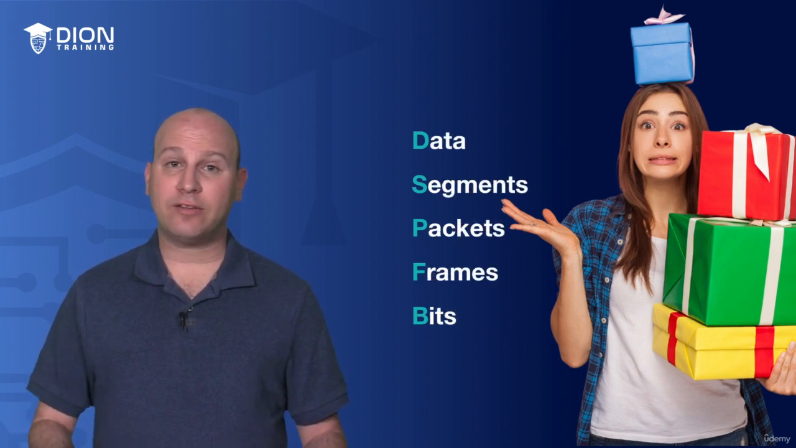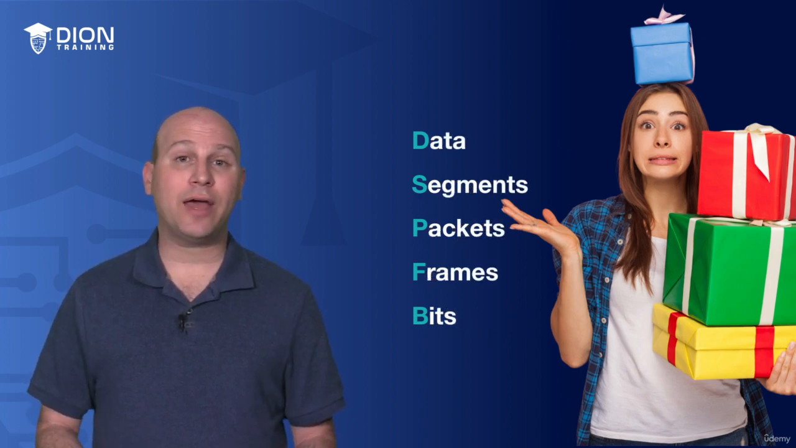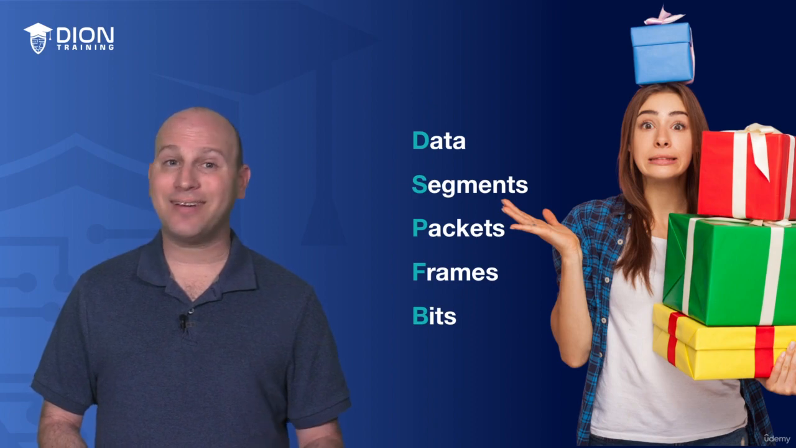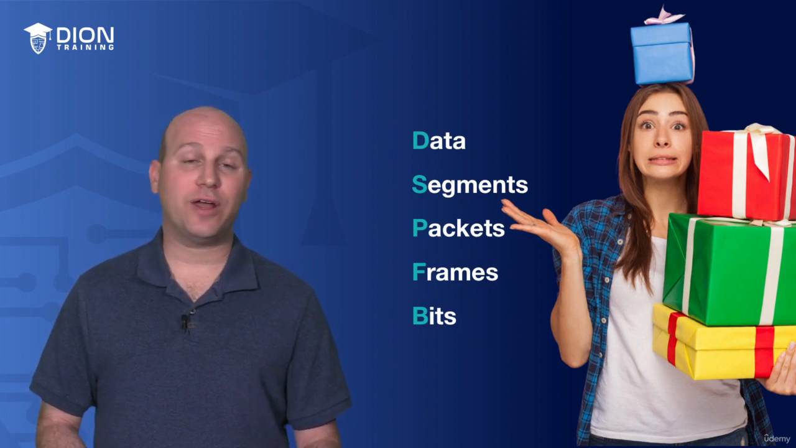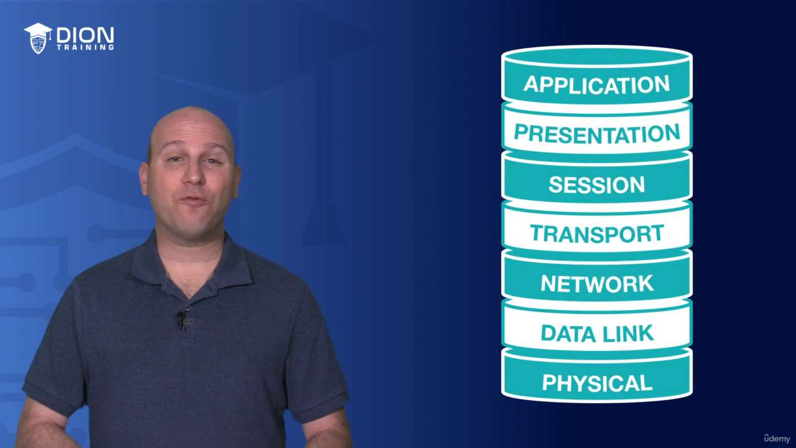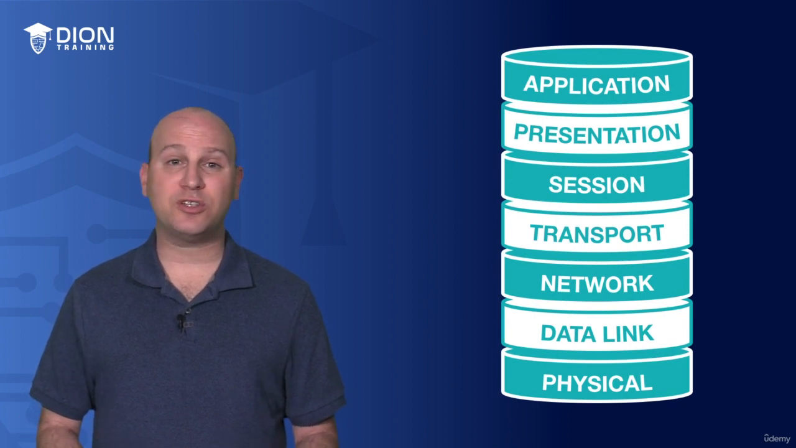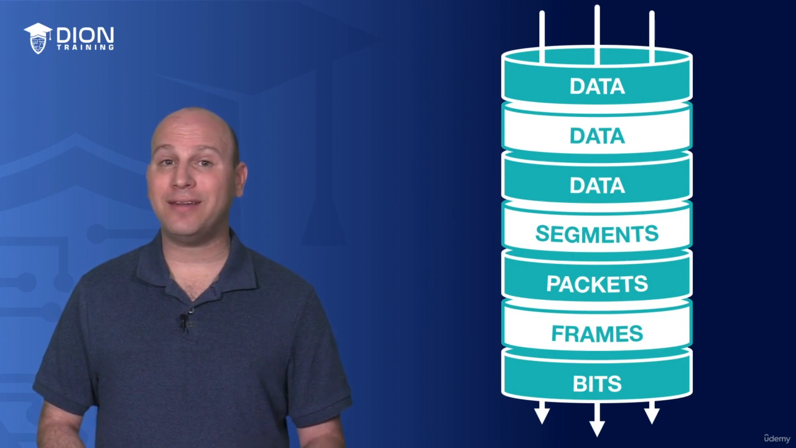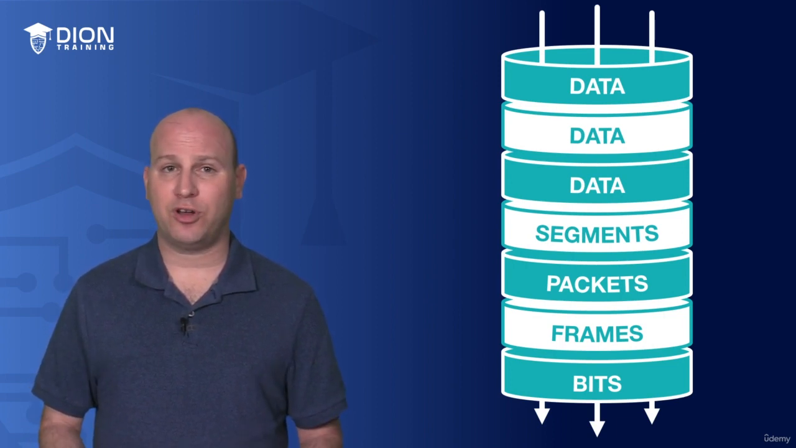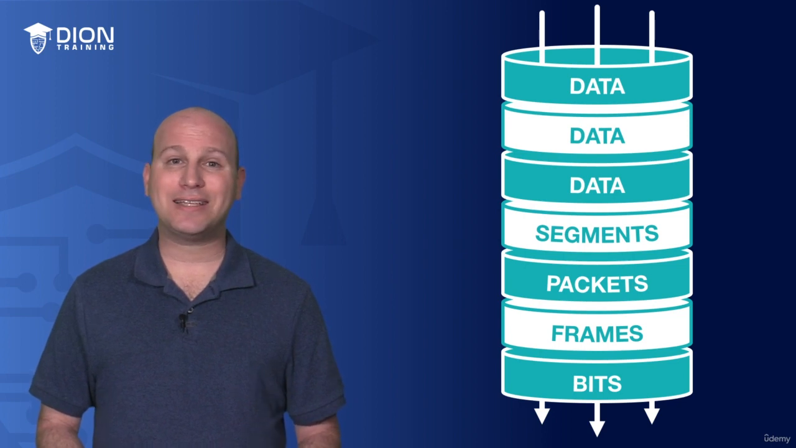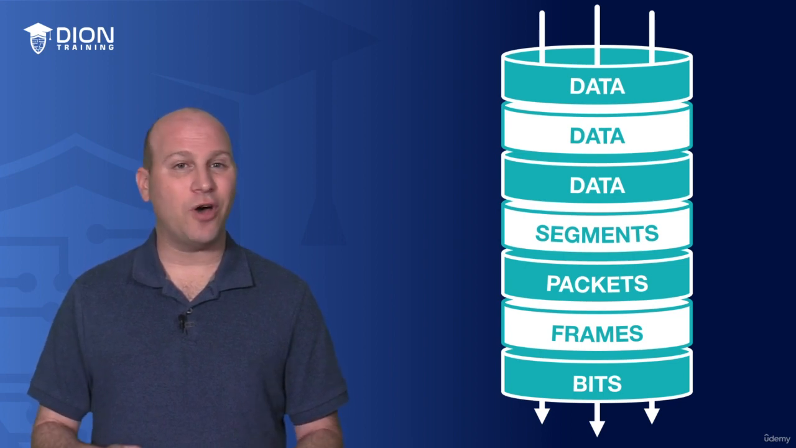Now, if we add our data types, again, we always start with data and then we add the other 4 layers. We have data, segments, packets, frames, and bits. So, for the exam, it's really important to understand the 7 layers of the OSI model and how data moves up and down through the layers throughout the transmission process and what those data types are going to be called. So, with that said, let's jump into our lessons on the OSI model.